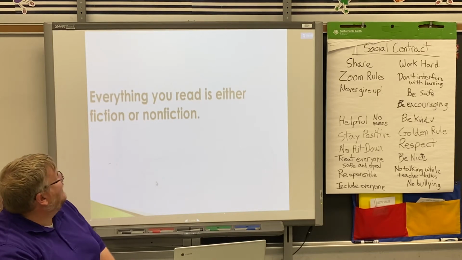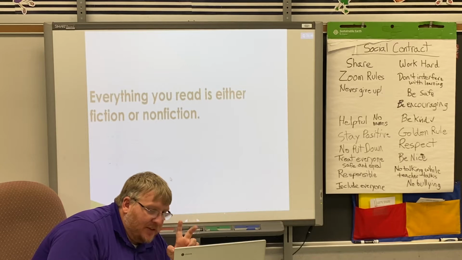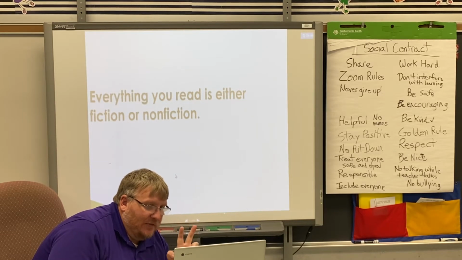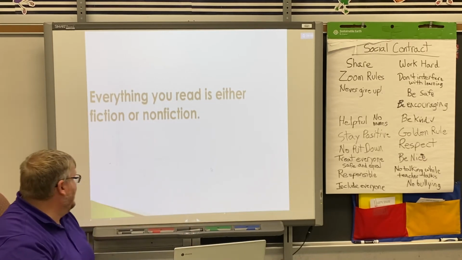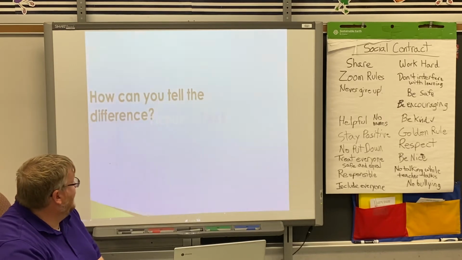All right, so everything you read is going to be one of two genres. There are only two options: fiction or nonfiction. So you have to decide which one's which. How can you tell the difference?